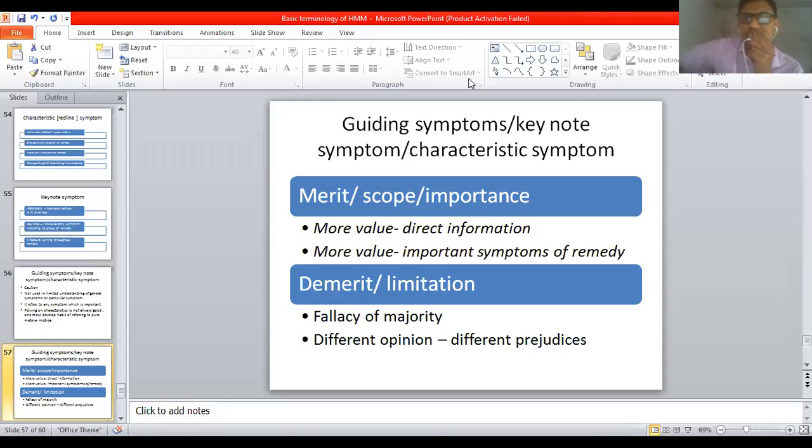So these differences of opinion will be there, and these differences of opinion will always confuse us. So we will have to be aware of all these different opinions, different prejudices of various authors, and we should overcome this demerit of these terminologies. Is it difficult in understanding merit, demerit?